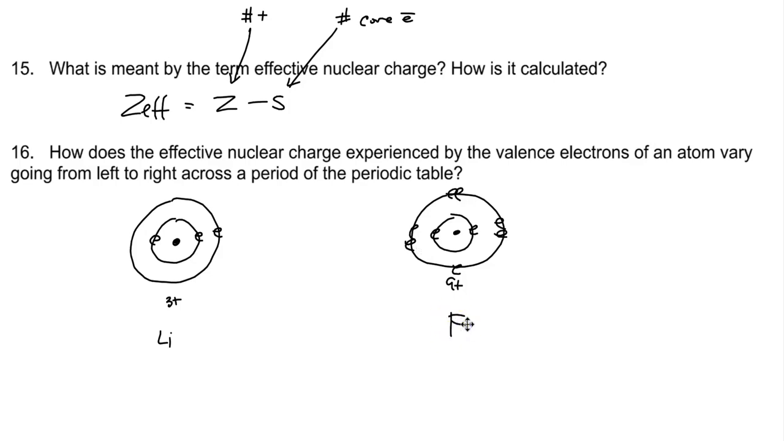Well, in looking at this, if I'm calculating the Zeff for lithium, 3 protons minus 2 core electrons gives me a Zeff of 1+, which means this electron feels 1 proton pulling on it. If we look at fluorine, just any one of these electrons, we have a total of 9 protons. Notice there's still only 2 core electrons. So 9 minus 2 is going to be 7+. So each of these electrons feels the pull of 7 protons pulling them in. It's going to pull them in closer. It's going to pull them in tighter.